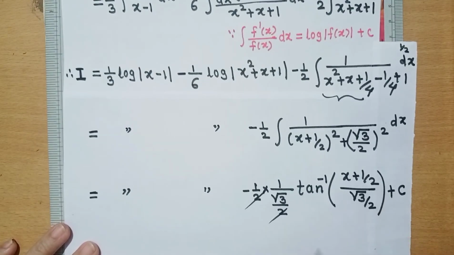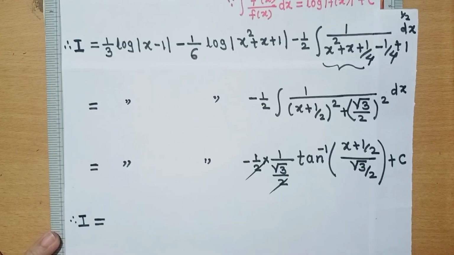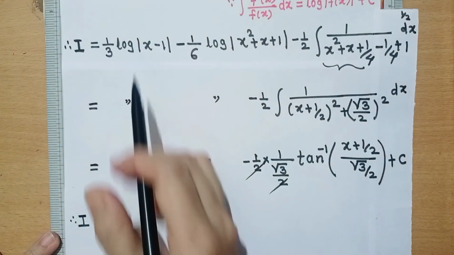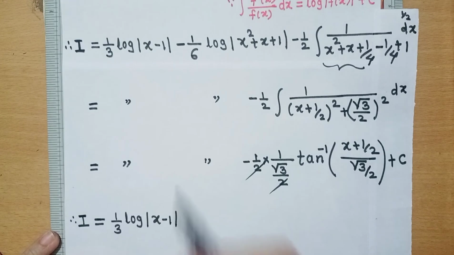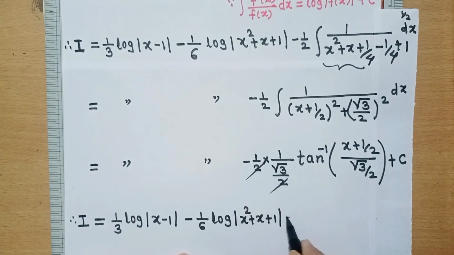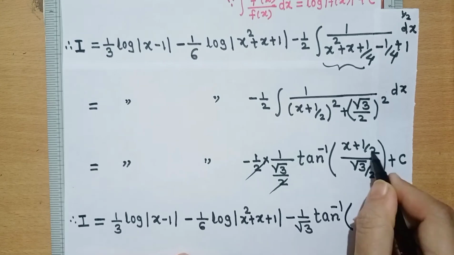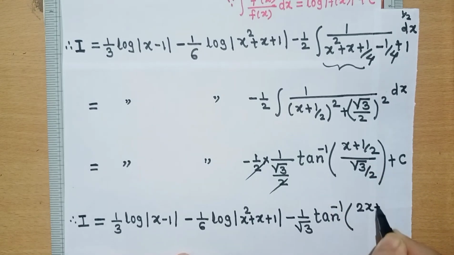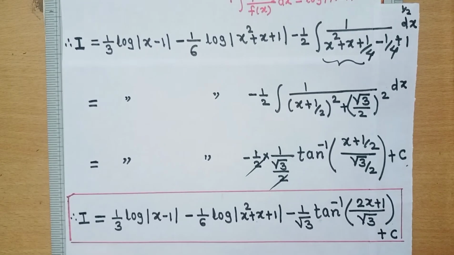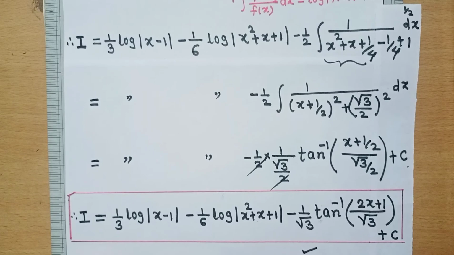Here also we will make the denominator the same, and so the final answer is this first term as it is, this second term as it is, and here minus 1 upon root 3 and tan inverse of twice x plus 1, and then these two get cancelled, and its denominator is root 3, and then plus c is the final answer.